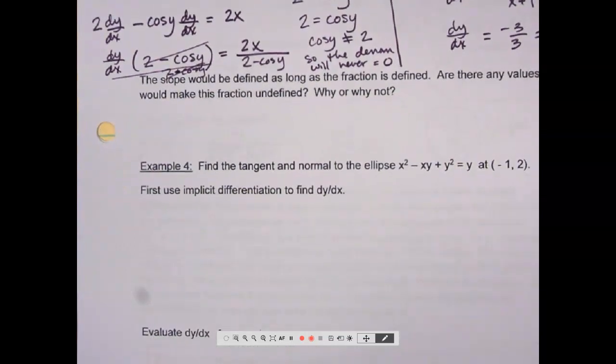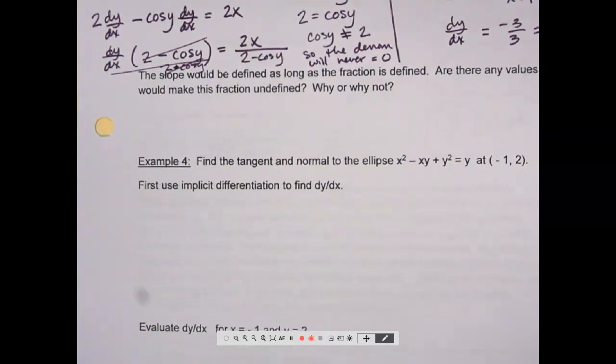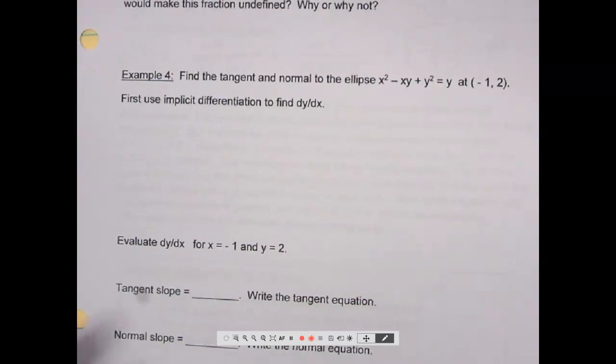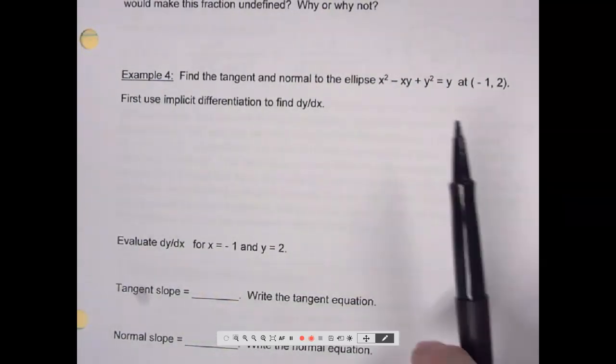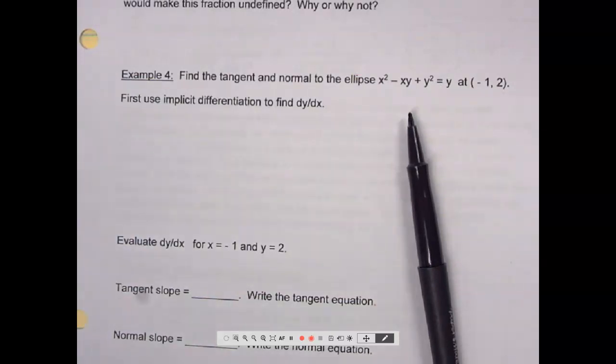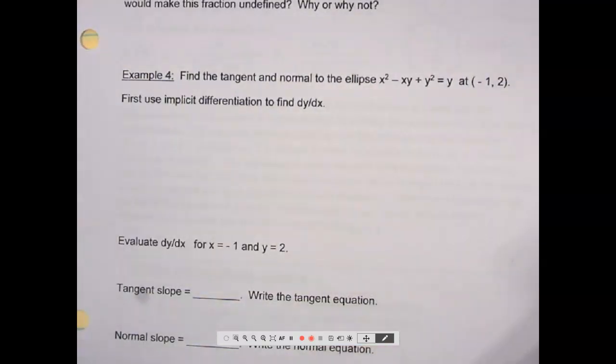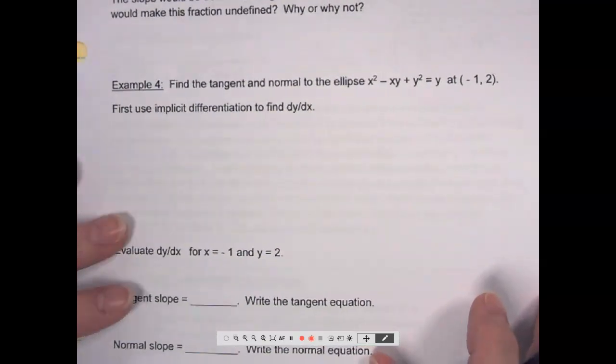Okay, next one. Find the tangent and normal, also known as perpendicular, to this ellipse at the point -1, 2. Okay, we're going to use implicit differentiation. You want to try it on your own? I'm going to write it out too, so if you need to peek, peek.